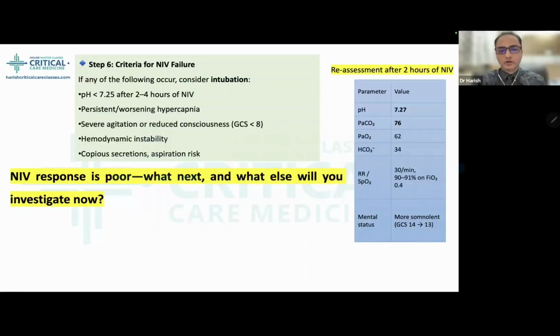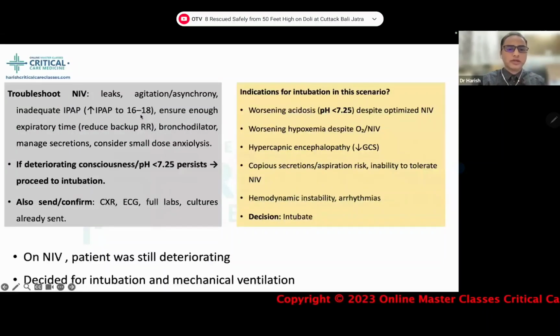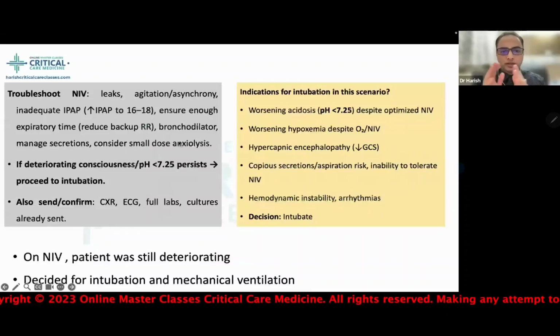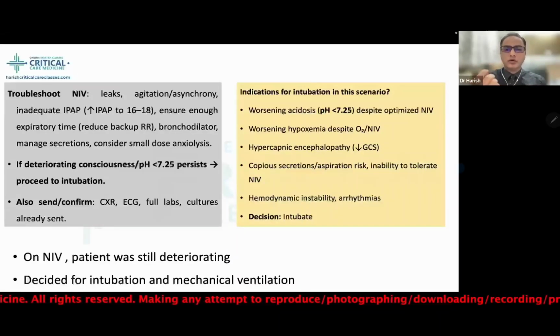Okay, so basically the question here is how you are going to troubleshoot when a patient is not responding to NIV. As I already told, check for the leak. Look for asynchrony, agitation, and inadequate IPAP. You can go up to 16 to 18. Ensure enough expiratory time is given, so reduce the backup respiratory rate. Optimize the bronchodilator, manage the secretion, consider a small dose of anxiolysis. You can consider giving a small dose of sedative benzodiazepine also at this level.